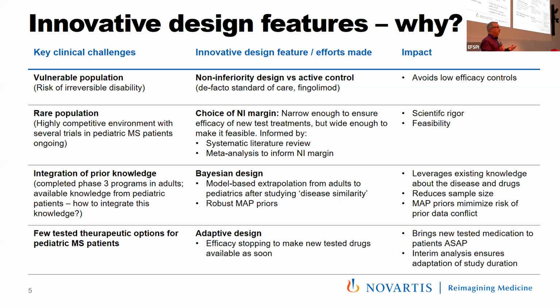So we also understand how pediatric MS is different from adult MS. As I said, it's more inflammatory, but it's not a gradual step that happens at age 18. It's something that happens gradually, so we can model this.